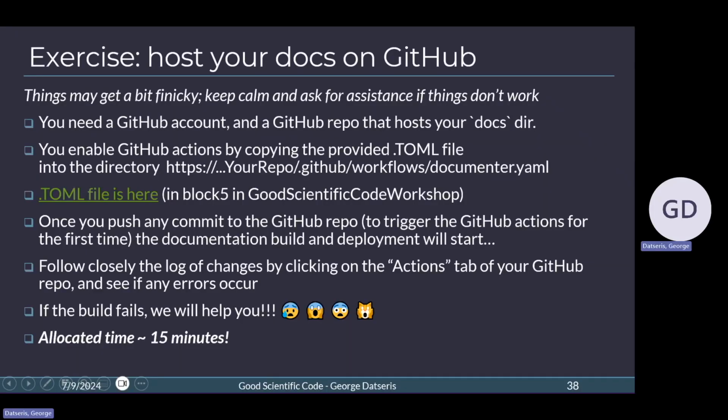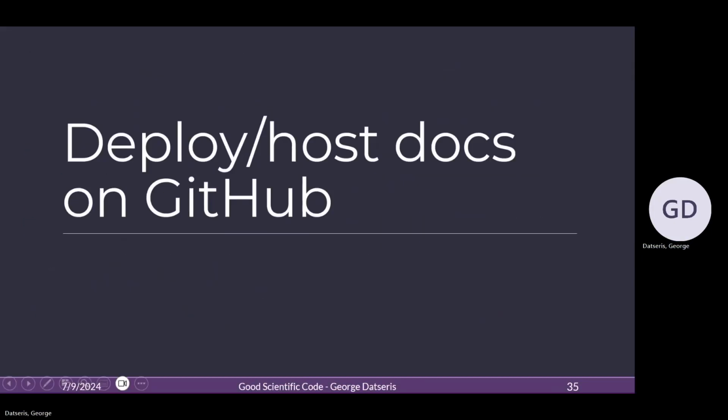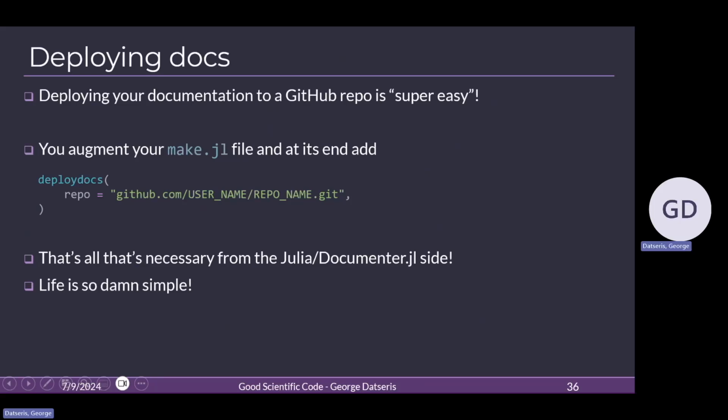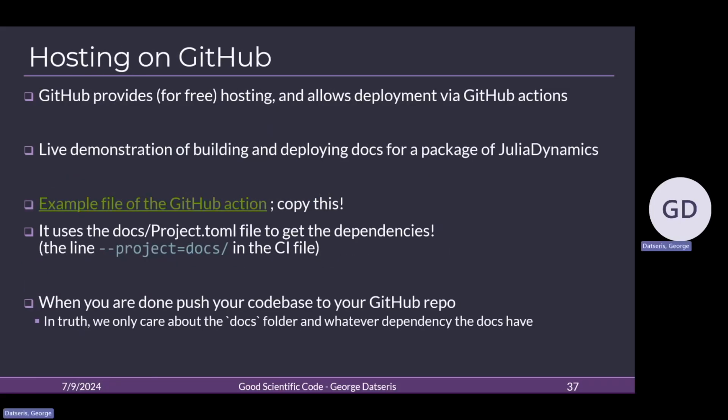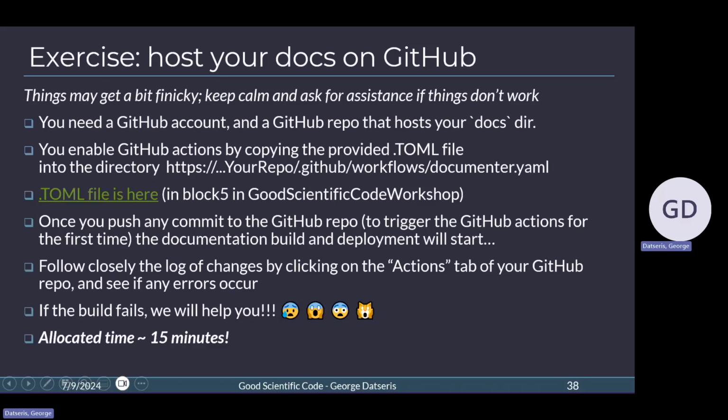Let's just spend 10 minutes trying to make this deployment possible. This is probably the most error-prone step of this process. But if you get it to work once, it is relatively robust and will work for many years. So we continue now on this make.jl file that you have created. Remember to add this deploy docs line at the end. It's really all you have to do. Copy this YAML file into your GitHub repo and push. Let's try to work on this a bit and troubleshoot.